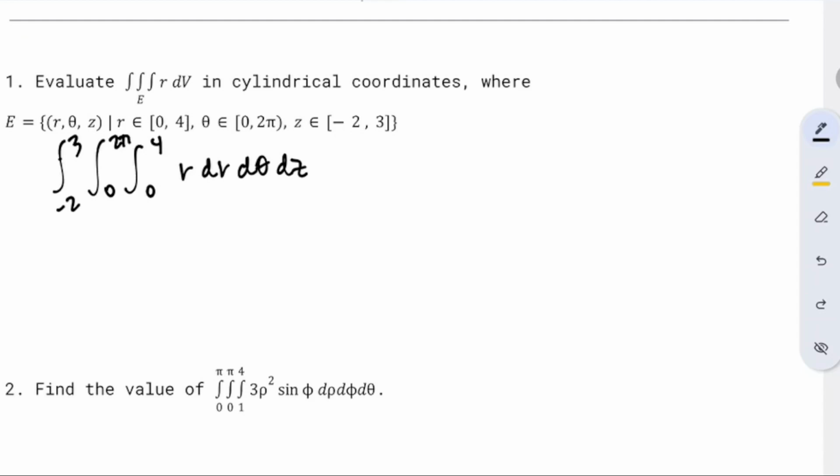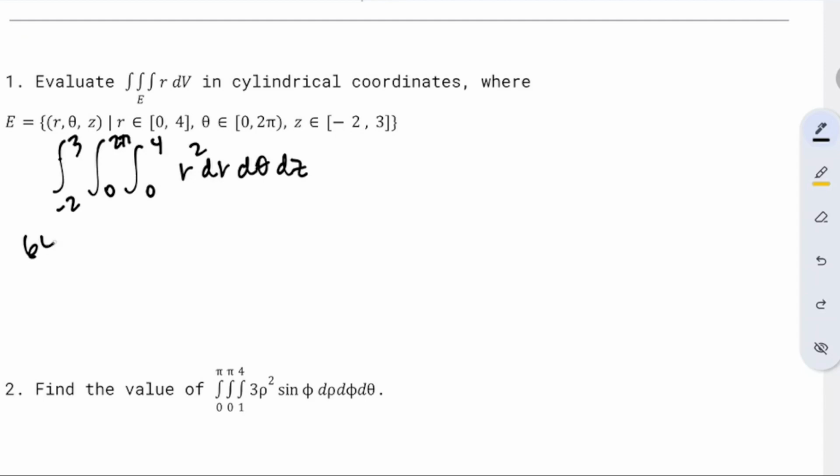Wait, yes, because dv is r d theta dz, I need to add in an extra power of r. Ooh, that's tricky. I can see people making an error on that. So it's 1/3 r to the third as r goes from 0 to 4. So 4 to the third is 64.